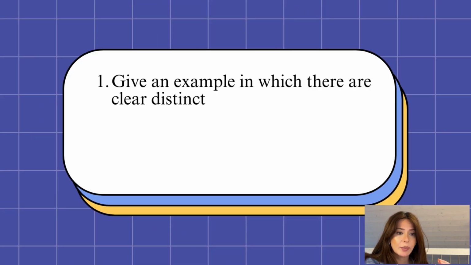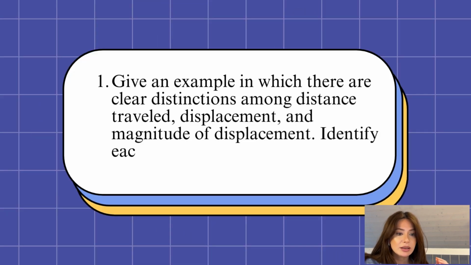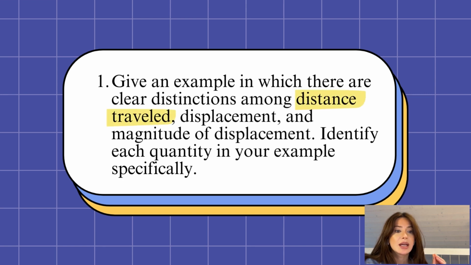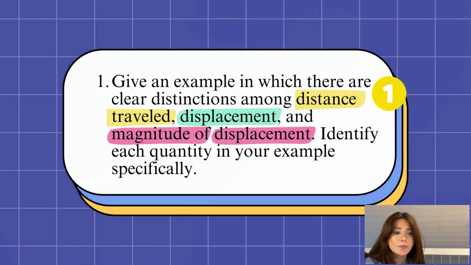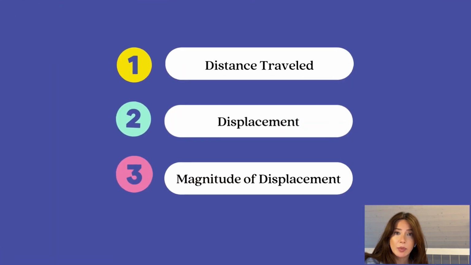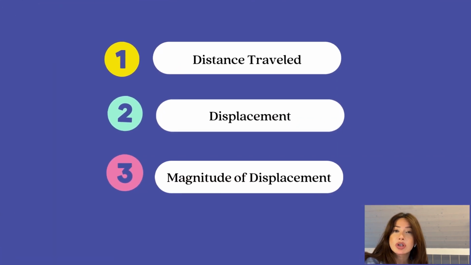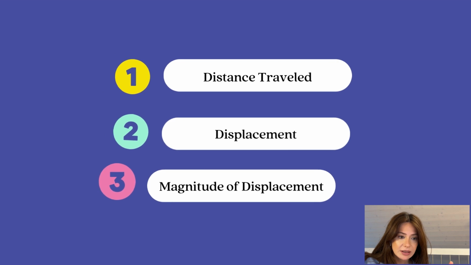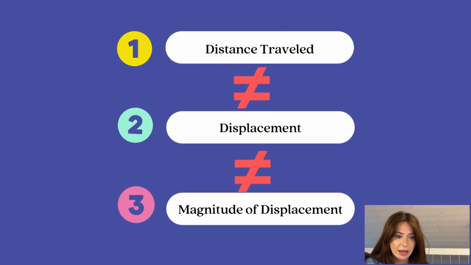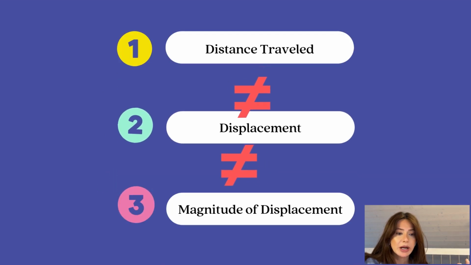So here's a problem that we're going to solve. Give an example in which there are clear distinctions among distance traveled, displacement, and magnitude of displacement. Identify each quantity in your example specifically. So here we need to come up with an example of a motion, some type of journey, where distance traveled, displacement, and magnitude of displacement are all different from one another.